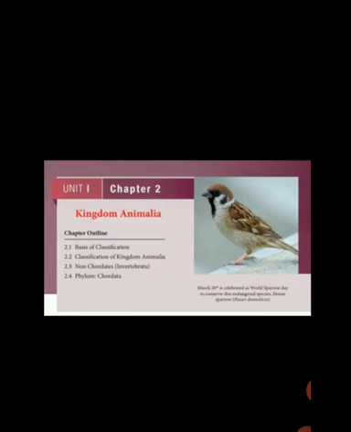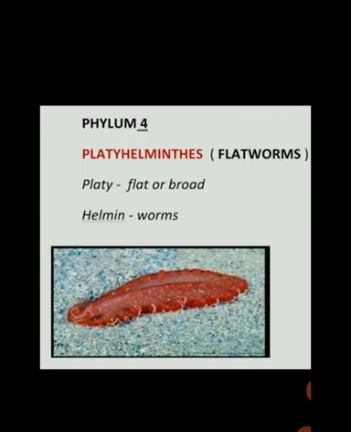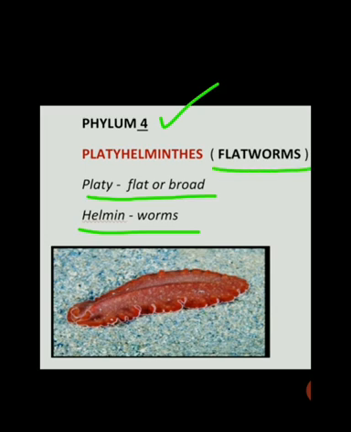Welcome to Zoology class. In this video, we will see about Unit 1, Chapter 2, Kingdom Animalia. In Chapter 2, let us see what is Platyhelminthes. Platyhelminthes belongs to the fourth phylum. Platy means flat or broad. Helmin means worms. So Platyhelminthes are generally known as flatworms.